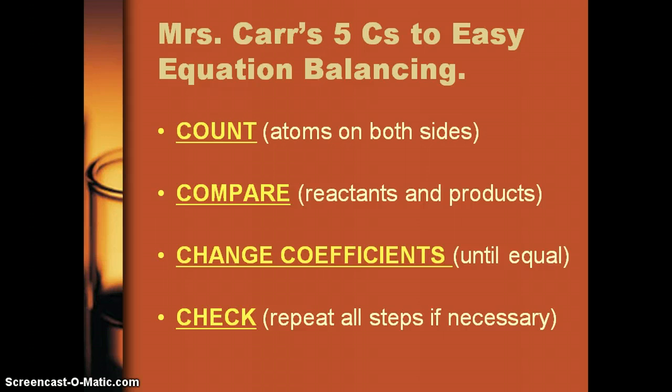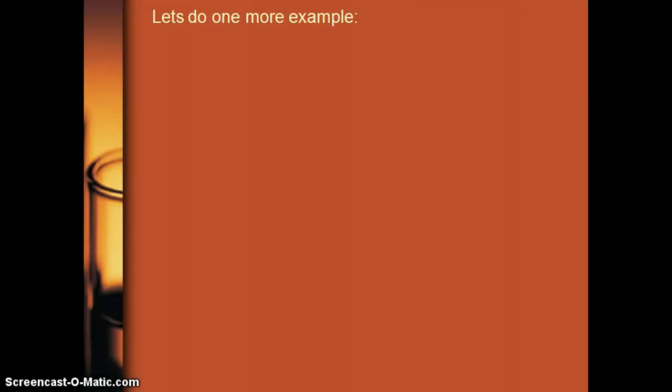So repeat with me a couple of times so that you can remember the 5 C's to easy equation balancing. Count, compare, change coefficients, and check. And then repeat as necessary. So I'm going to show you with the equation that I left you with at the end of the last podcast. We're going to take a look at that word problem, how we set up the skeleton equation, and then how we balance the equation. Okay.